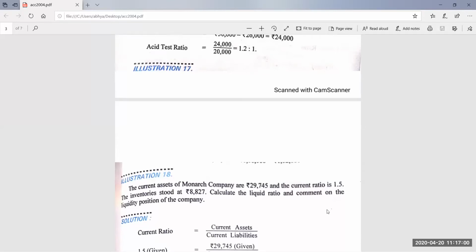Till now, we have done only two ratios. Earlier in the beginning of the chapter, I told you that in this chapter, four types of ratios are there. First was the liquidity ratio. Second, solvency ratio. Third, profitability ratio. Fourth, turnover ratio. So till now, we have done only one category, that is the liquidity ratio. Under liquidity ratio, we have done two ratios. Current ratio, the formula was current assets upon current liabilities. Then liquid ratio, the formula is liquid assets upon current liabilities. And these two ratios can come in different ways.